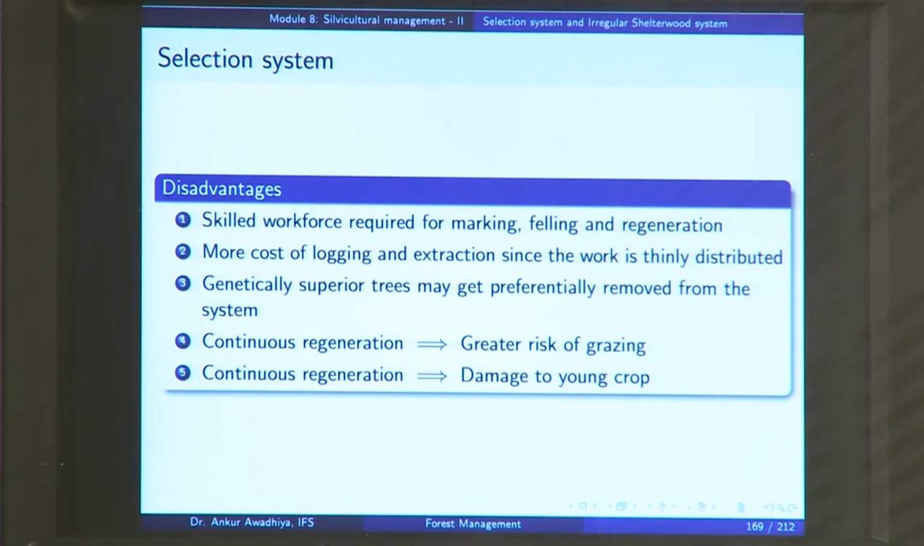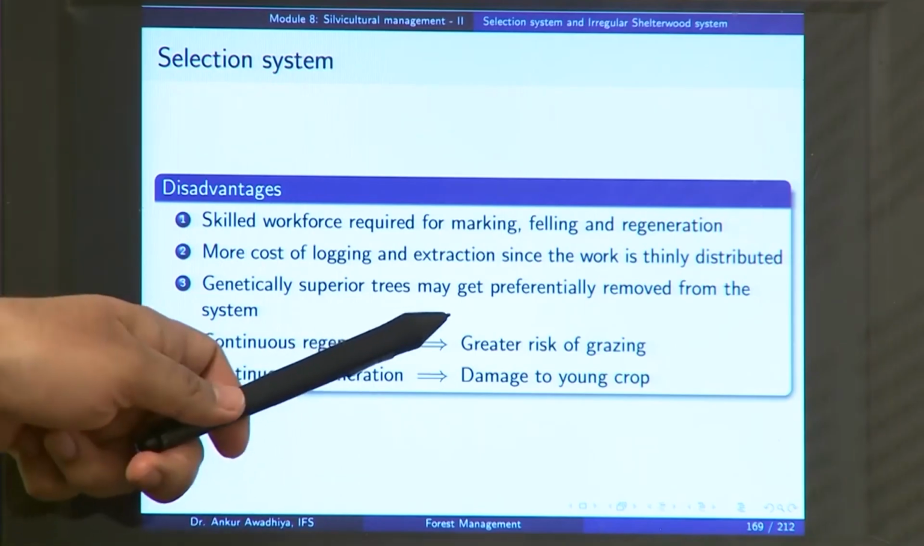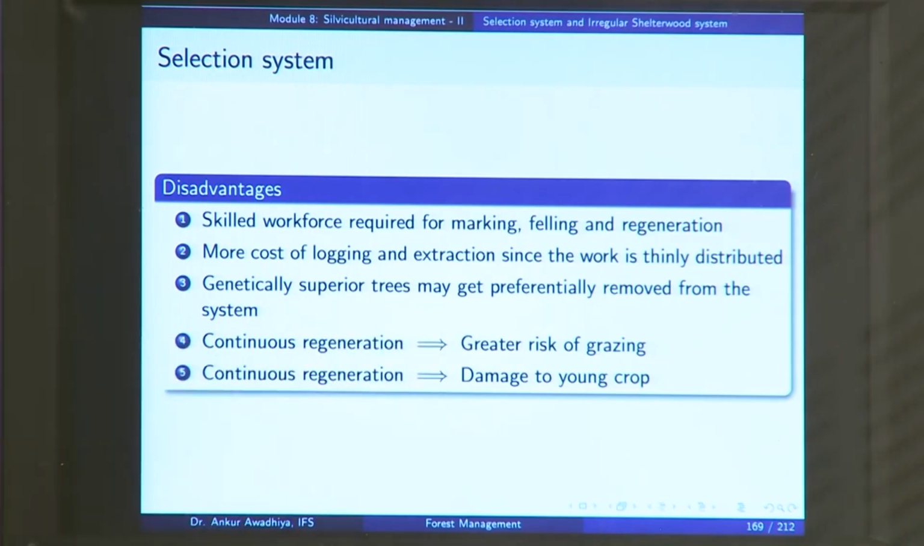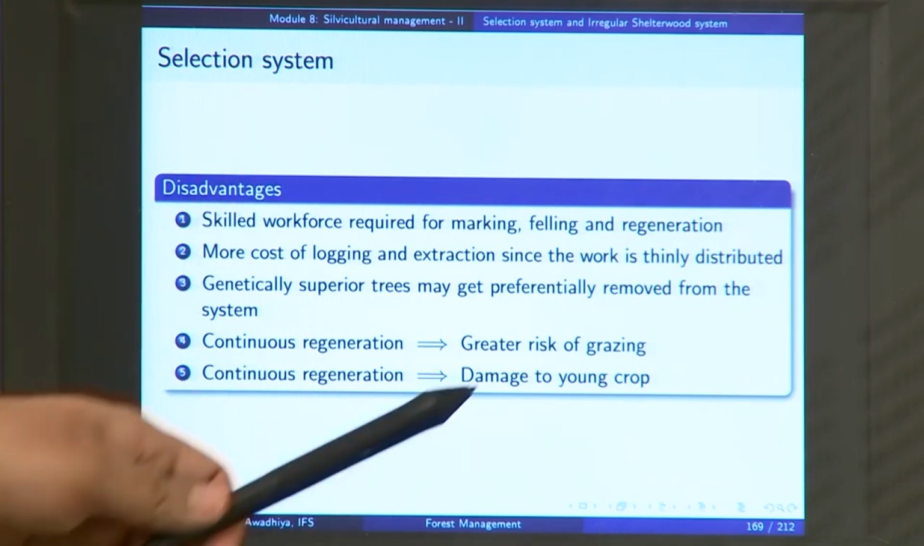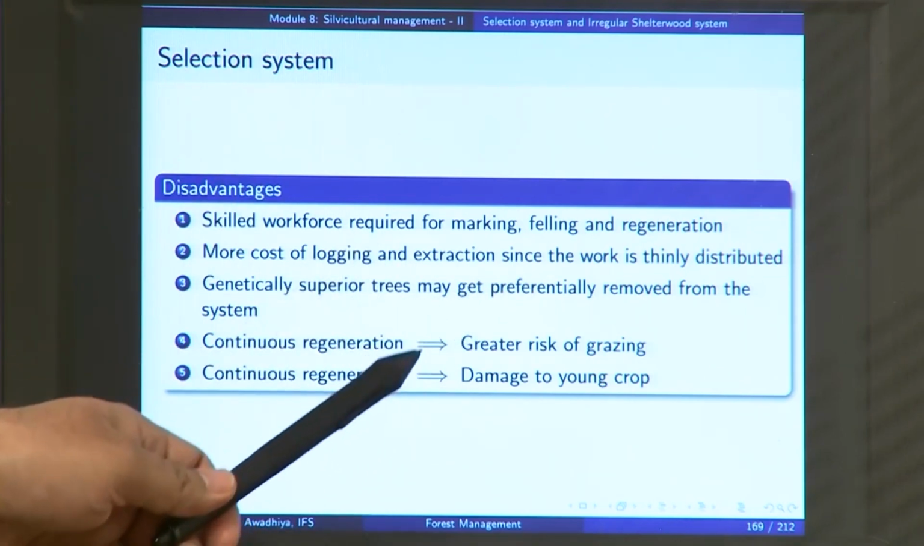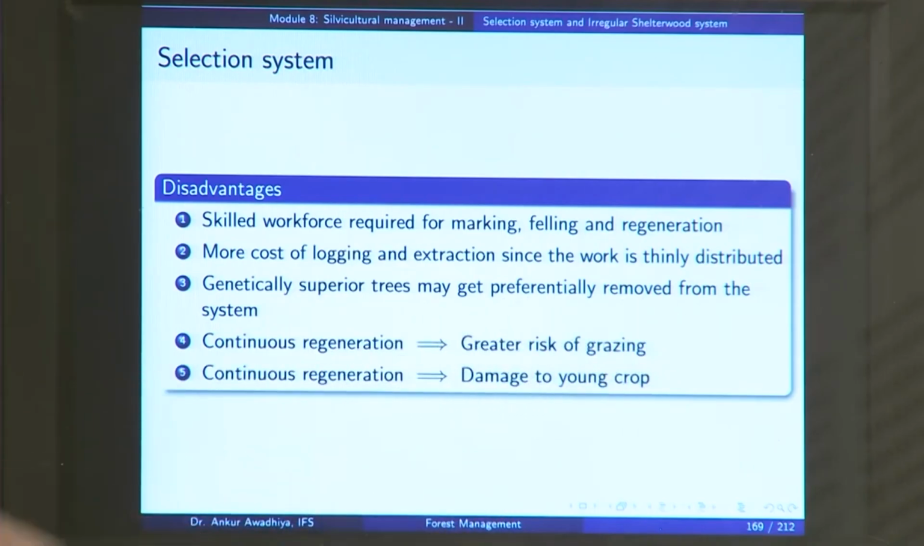Now, if you have more and more of young crops, there is a greater risk of grazing, because you will not be able to protect each and every portion of the forest, and because you are having the young crop everywhere, there is a greater risk of grazing. At the same time, because you are doing the felling operations in different areas where you are having the young crops, so there is a greater chance of damage to the young crop. When you fell a log, when you drag a log, when you take machines inside, there is a greater chance that your regeneration gets adversely affected.